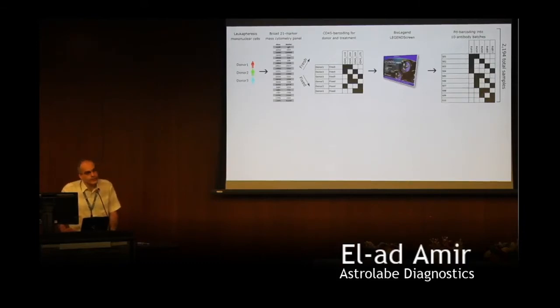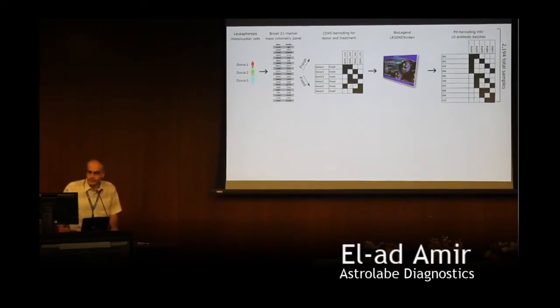The LEGENDScreen is a kit you can get from BioLegend. It is a 496 well plate kit, and in each one of these wells you have a different cell surface marker antibody conjugated to PE. And by introducing anti-PE into your panel, you can measure all of these surface markers in single cell resolution.